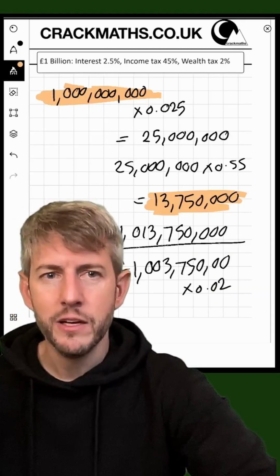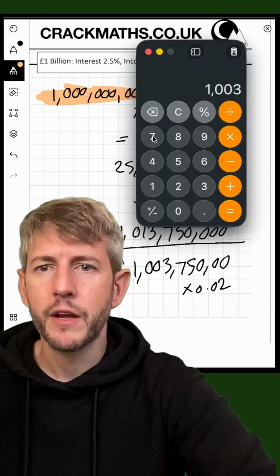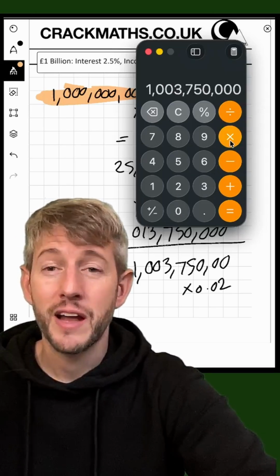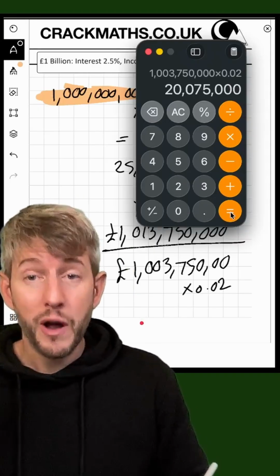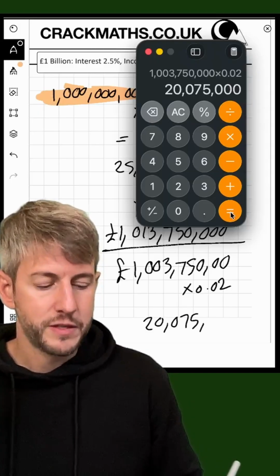So let's have a look. So let's type in 1,003,750,000. There we go. And times that by 0.02. That means we have to pay a wealth tax of £20,075,000.